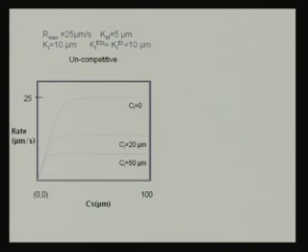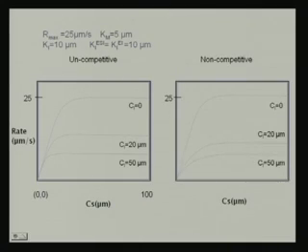So what happens in uncompetitive inhibition, if you look at this graph, is that the initial slope is the same because the ratios cancel out, if you remember what we did in the last class. In non-competitive, both are different.